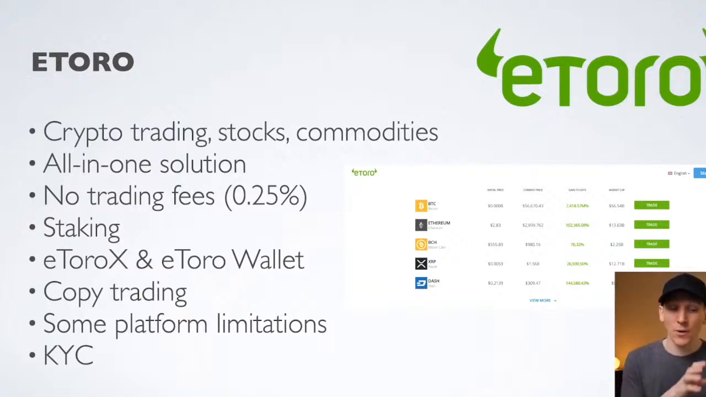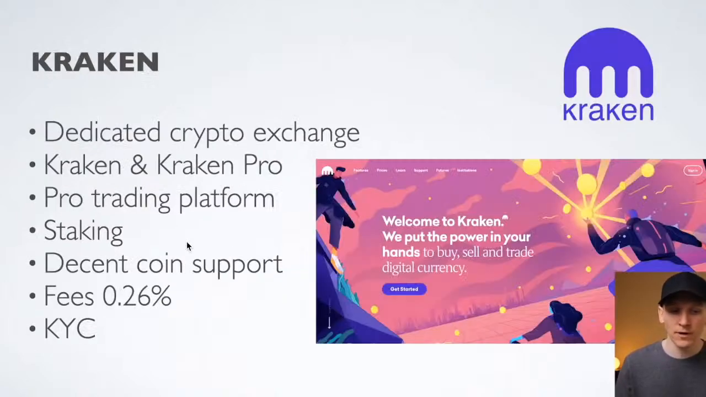eToro also has eToro X and eToro Wallet. They are specific crypto trading platforms and they are very good in my opinion. You do need KYC though, so you're going to have to give them your ID documents to go and trade with eToro. Overall though, a very good system.